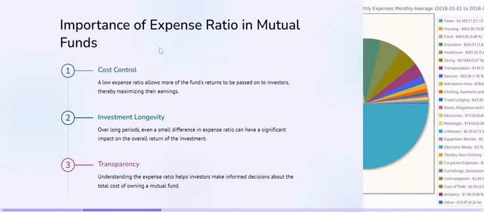So let's discuss now the importance of expense ratio in mutual funds. The number one point is cost control. A lower expense ratio allows more of the fund's returns to go to the investors.